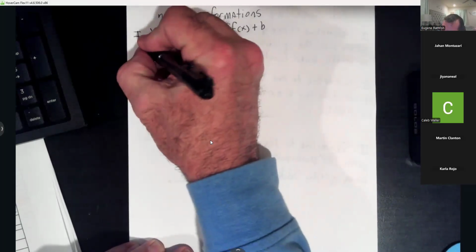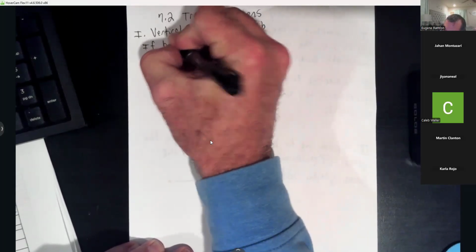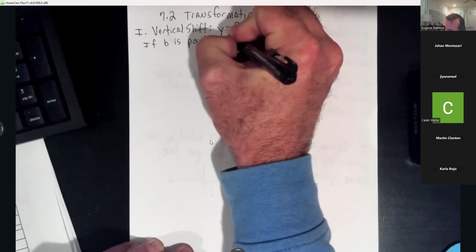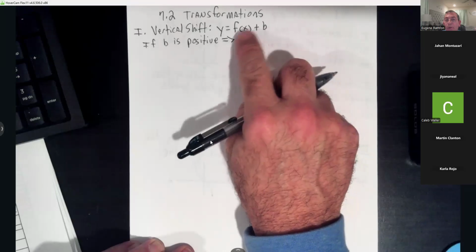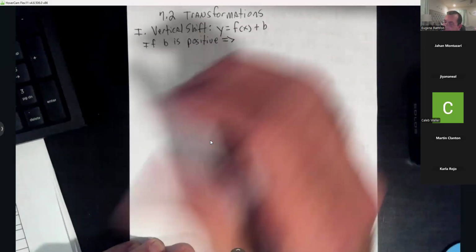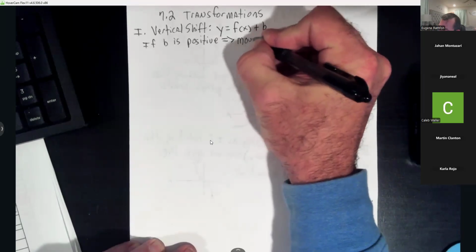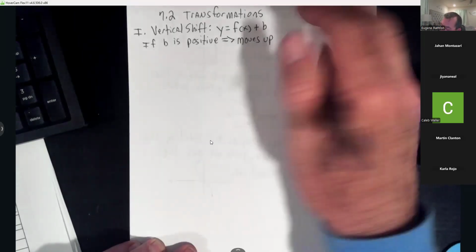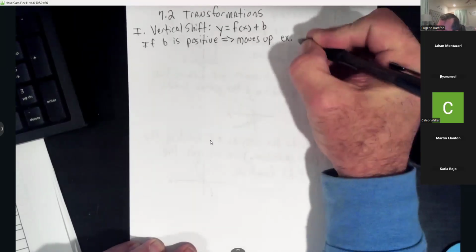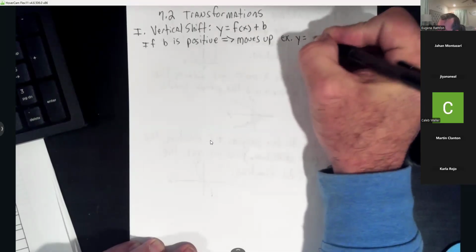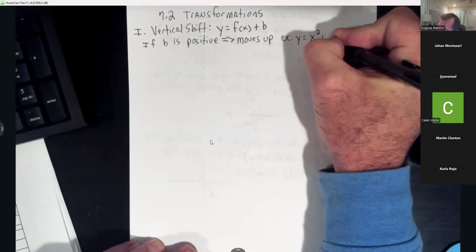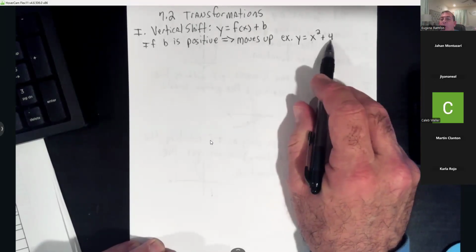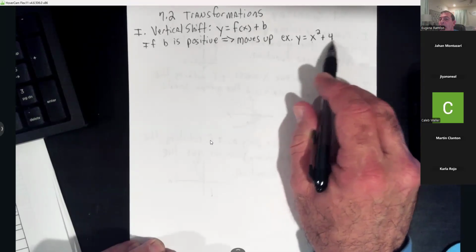If b is positive, so if you're adding a positive number to the end of the function, it's going to move that graph up. Okay, an example of that would be y equals x squared plus 4. It's taking the x squared basic graph and moving this one up 4 units by adding that 4.